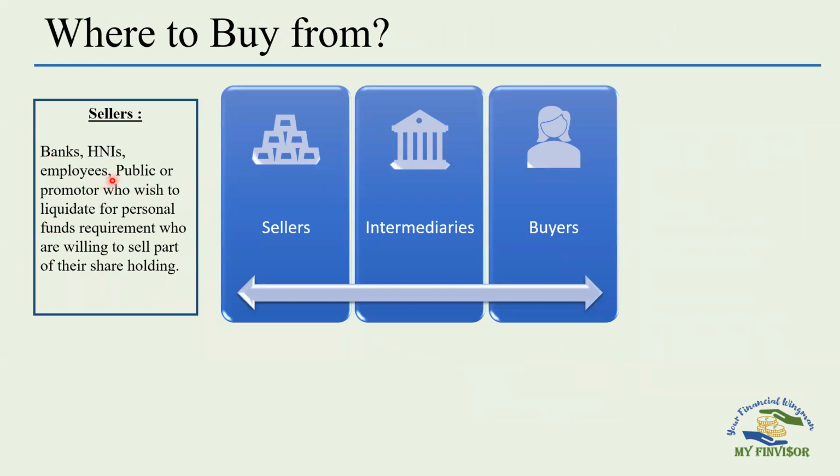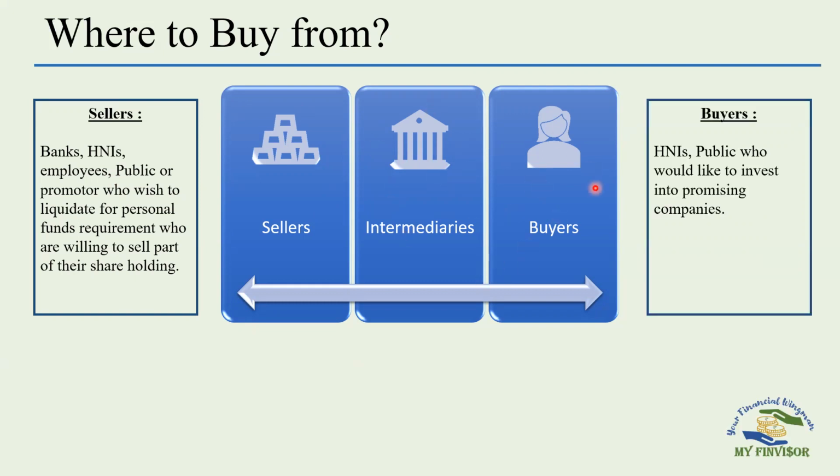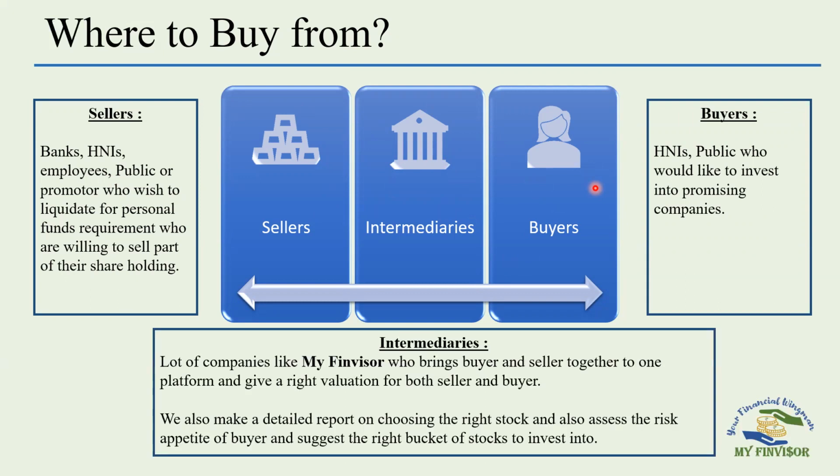They are usually high net worth individuals who have put up the funding in the initial stages, the angel investors and venture capitalists. They put money into the company at a very early stage, and they get good capital appreciation, so they sell it to buyers. And there are buyers again who are HNIs and the usual public, and in between are these intermediaries.